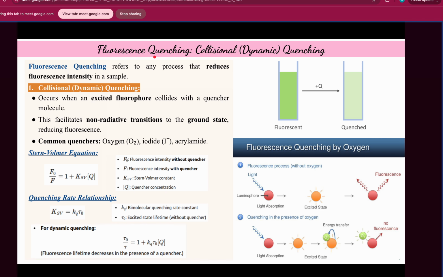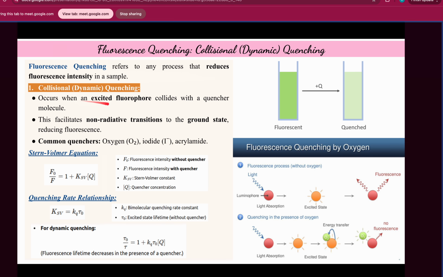Now we will look into fluorescence quenching, because in fluorescence we are looking at how much light is emitted. It is based on the emission of light and also depends on what vibrations and rotations are happening. Fluorescence quenching means a process which reduces the fluorescence intensity in a sample. There are two types of quenching which we will see. Quenching means that something is reduced. First is collisional quenching, and then we will also look at static quenching.